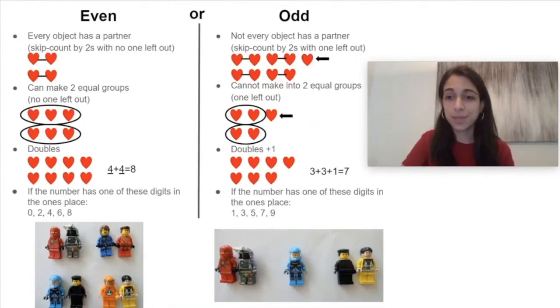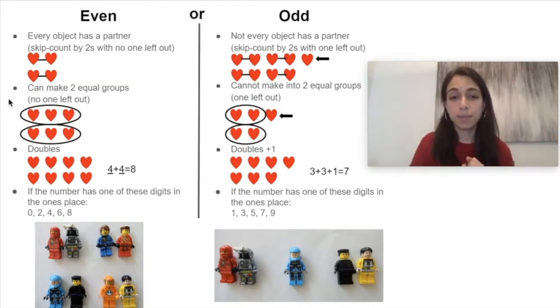As a reminder, this week in math, we are talking about even and odd numbers. So we talked about how we know a number is even if every object or person can have a partner. So you try to pair them up, no one's left out. But if the number is odd when you're trying to pair everything up, one item is going to be left out. We also talked about how if it's an even number, we can make two equal groups.